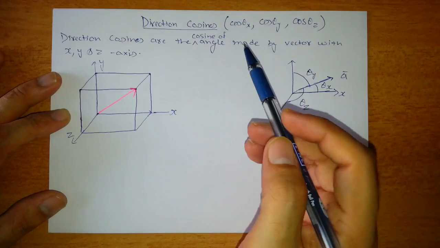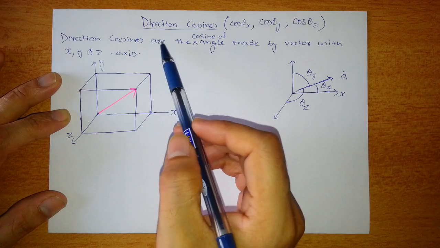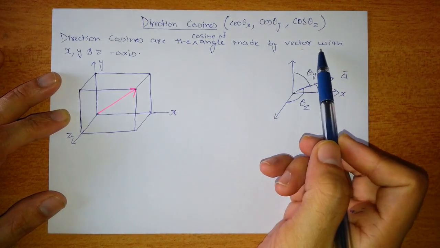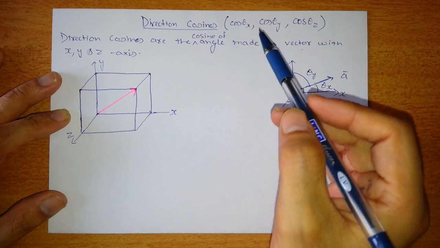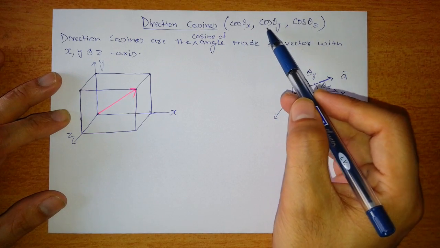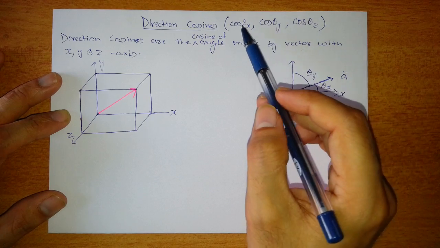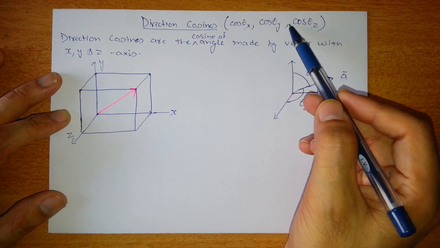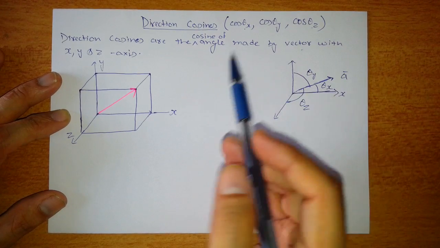Let's look at what direction cosines are and what their applications are. Direction cosines are nothing but the cosines of the angles made by a vector with the x, y, z axes. Let's call theta x, theta y, theta z the angles made by the vector with the x, y, z axes. Then cos theta x, cos theta y, cos theta z are the direction cosines, or cosines of those angles.